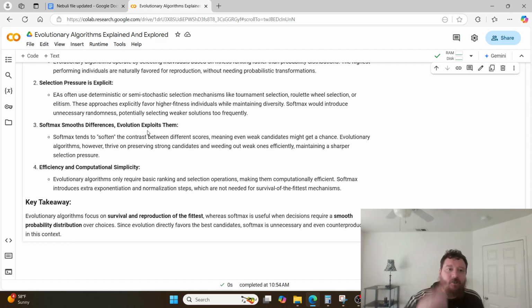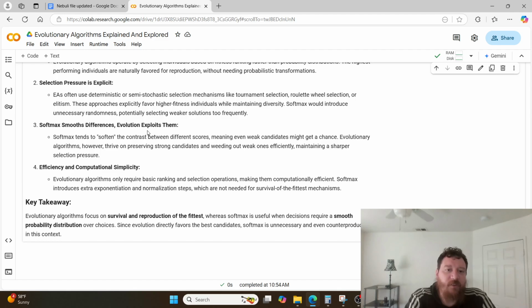And then selection pressure is explicit. Evolutionary algorithms often use deterministic or semi-stochastic selection mechanisms like tournament selection, roulette wheel selection, or elitism. These approaches explicitly favor higher fitness individuals while maintaining diversity. Softmax would introduce unnecessary randomness, potentially selecting weaker solutions too frequently. So again, with fitness, we're programming out the entirety of those initial functions, right? Here's like a book of your initial sequences, whereas with softmax, here's your one line of code, because everything is just being randomly generated.